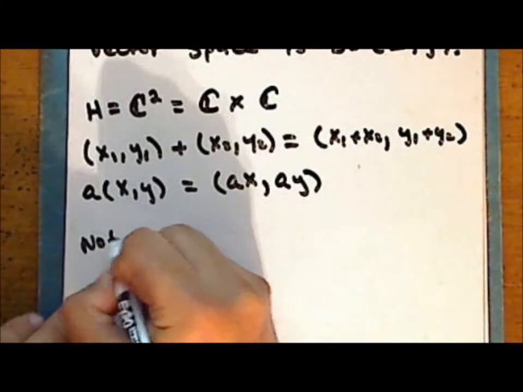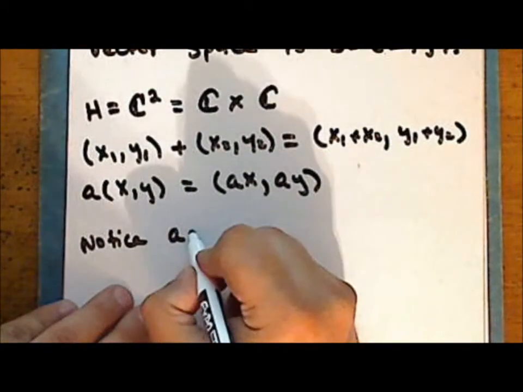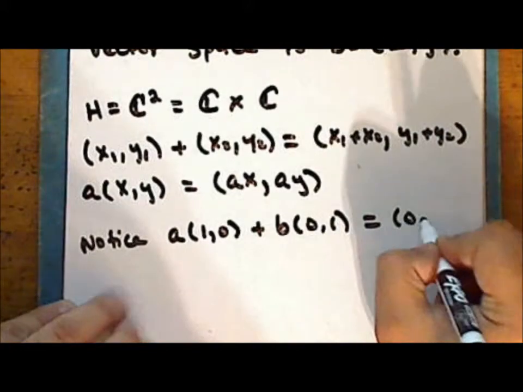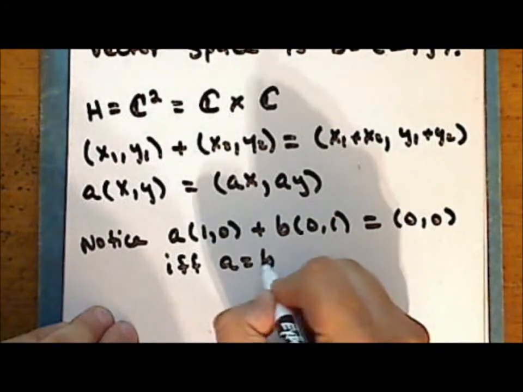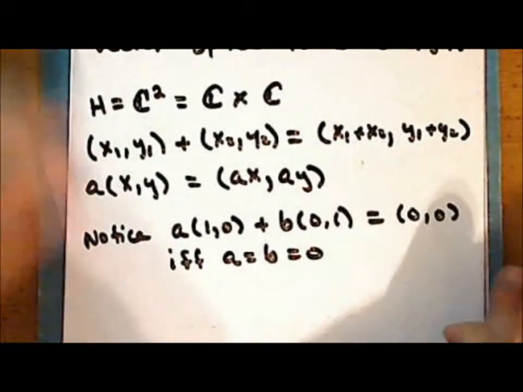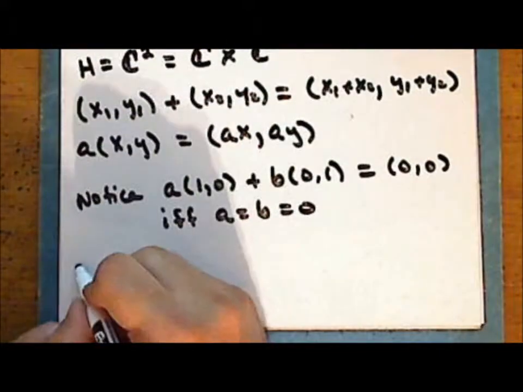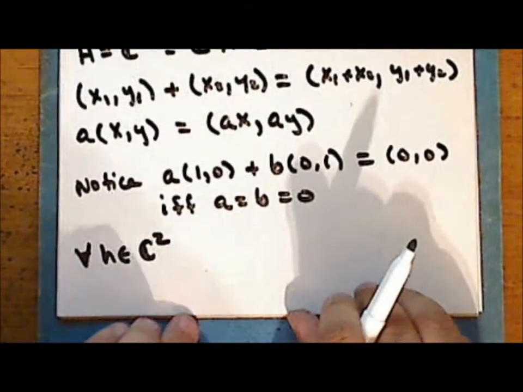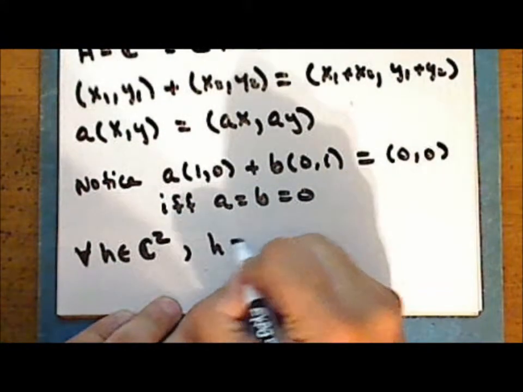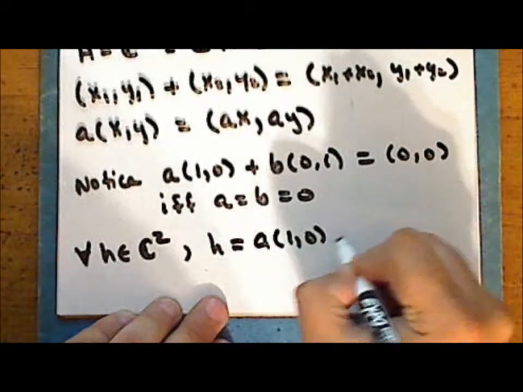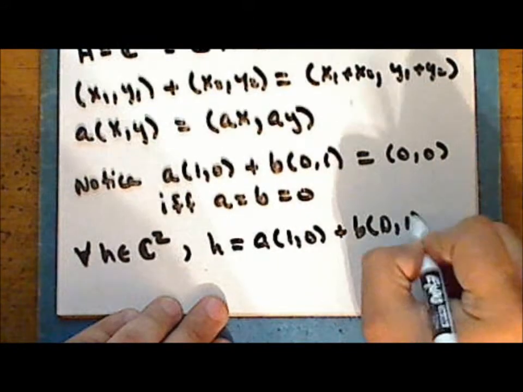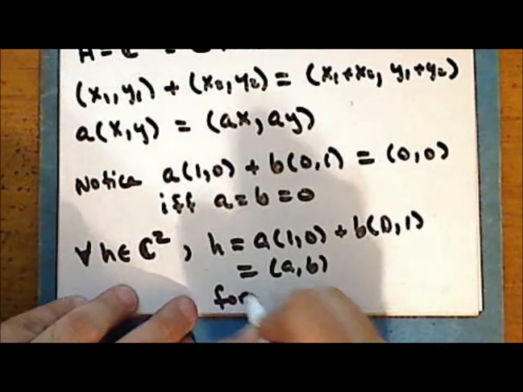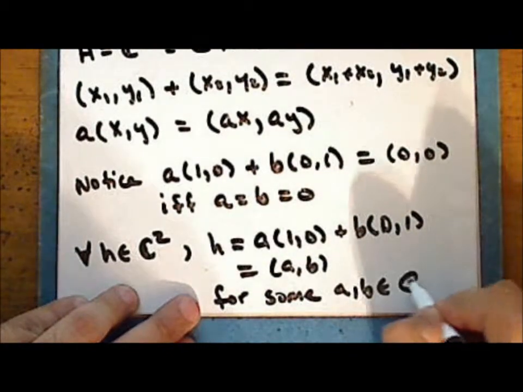And here, notice that the scalar a times the vector 1, 0 plus b times the vector 0, 1 is the vector 0, 0 if and only if both scalars a and b are 0, and so the vectors 1, 0 and 0, 1 are linearly independent. And for every vector considered as the coordinate space, we have that vector is a linear combination of the vectors 1, 0 and 0, 1 for some choice of scalars a and b, which again are complex numbers.